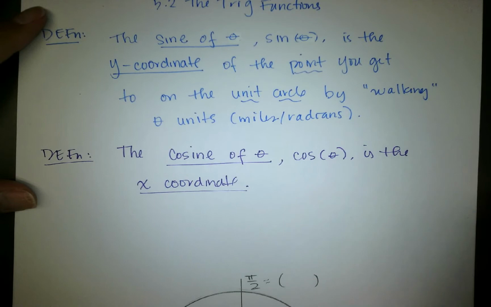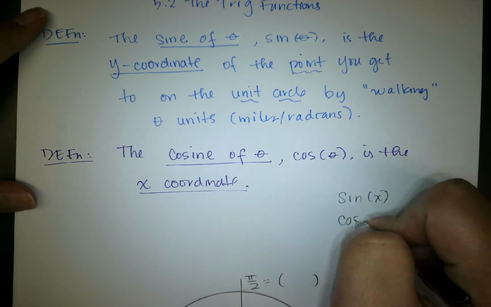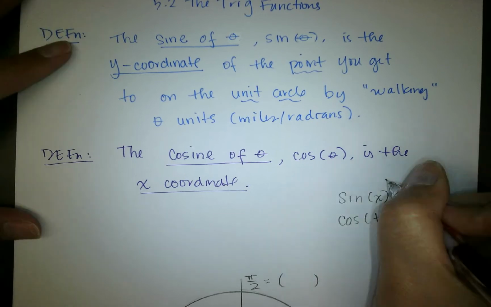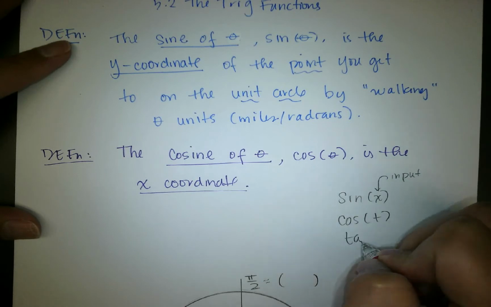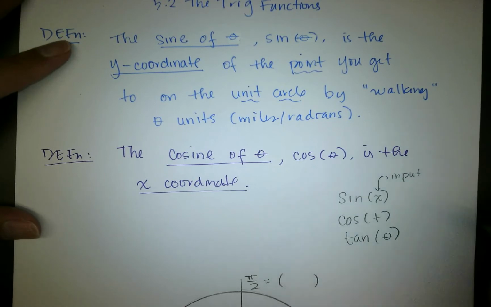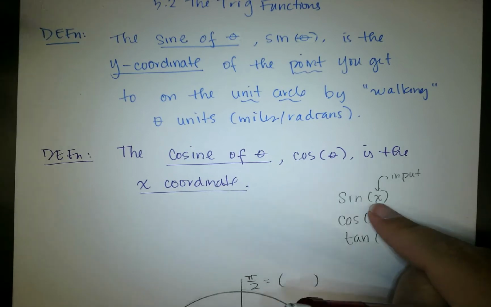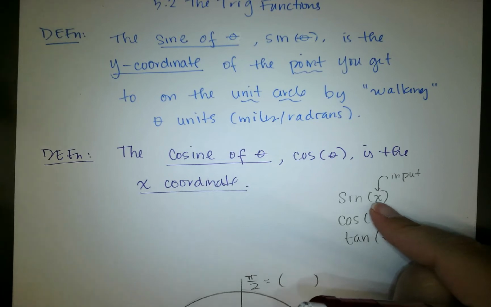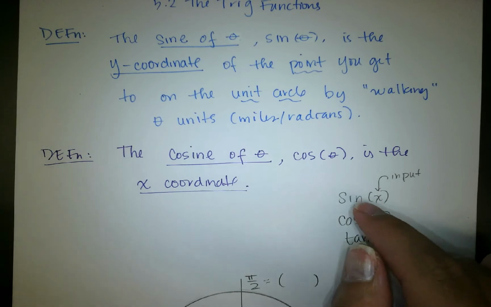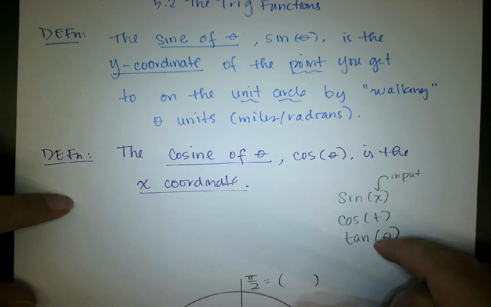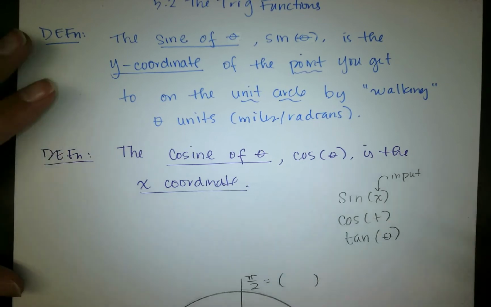But don't get freaked out about notation. You're going to see sine of x, cosine of t. This is just your variable. That's your input. So don't get confused. Tangent, we'll talk about tangent in a minute. Tangent of theta, that's your input. Okay? That's just your variable. So just because it might say sine of x doesn't mean sine is the x value. Sine is always the y. Cosine is always the x. This just represents your variable, the thing you are plugging into this function.